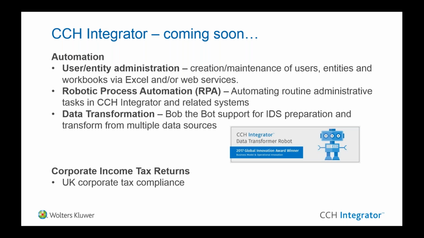Now we're extending Bob the Bot to also support the international dealing schedule preparation, because there are still about 9,000 corporations in Australia who still have to produce an IDS. Same data, just a slightly different disclosure. So we'll be releasing an enhanced version of Bob to support that process, and equally enhancing the transformer so that it can do a lot more automation of data transformation.